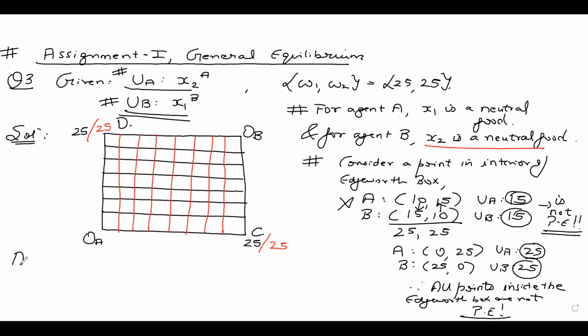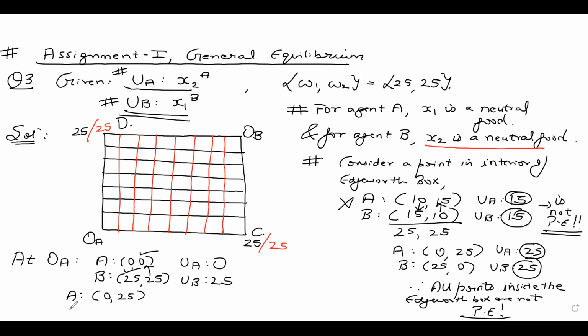So if you look at the extremes, at OA, how much has A? A has 0, 0 and B has the remaining 25, 25. Utility which A gets is 0. Utility which B gets is 25. Now B can give all 25 units of good 2 to A. So A will have 0, 25. B will have 25, 0. Utility which A gets is 25. Utility which B gets is 25. A has become better off without making B worse off. So therefore, my point OA is not Pareto efficient.